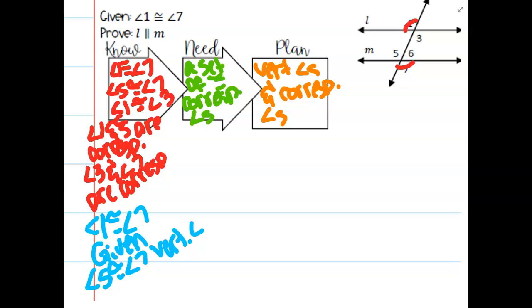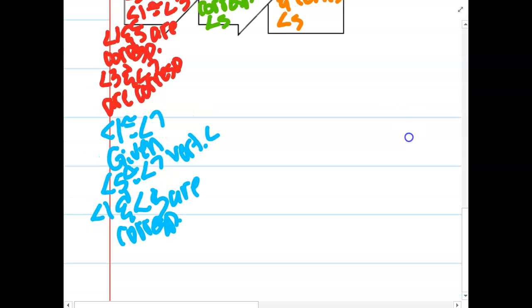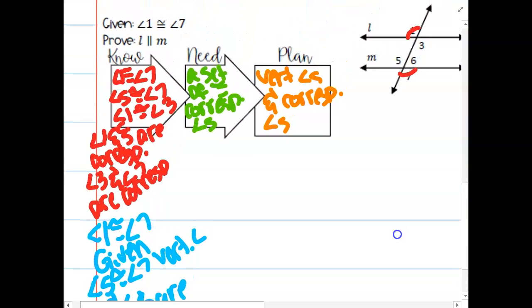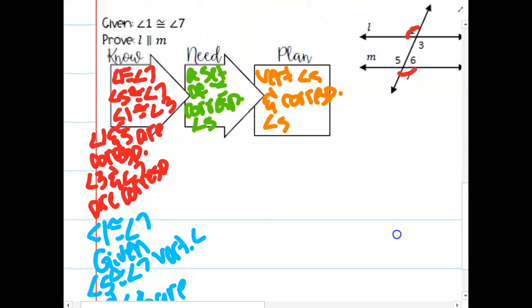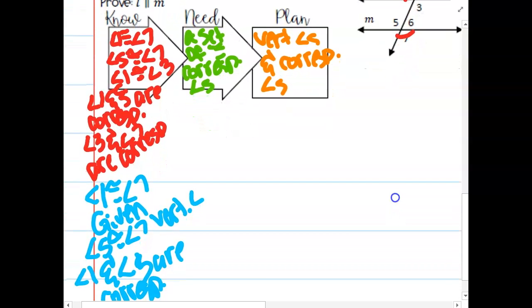Yeah, okay. Angle 1 and angle 5 are corresponding. Yes, I need that. Okay. And angle 3 and 7 are corresponding. I don't need that, right? Okay, so I just need those 3 pieces of information.